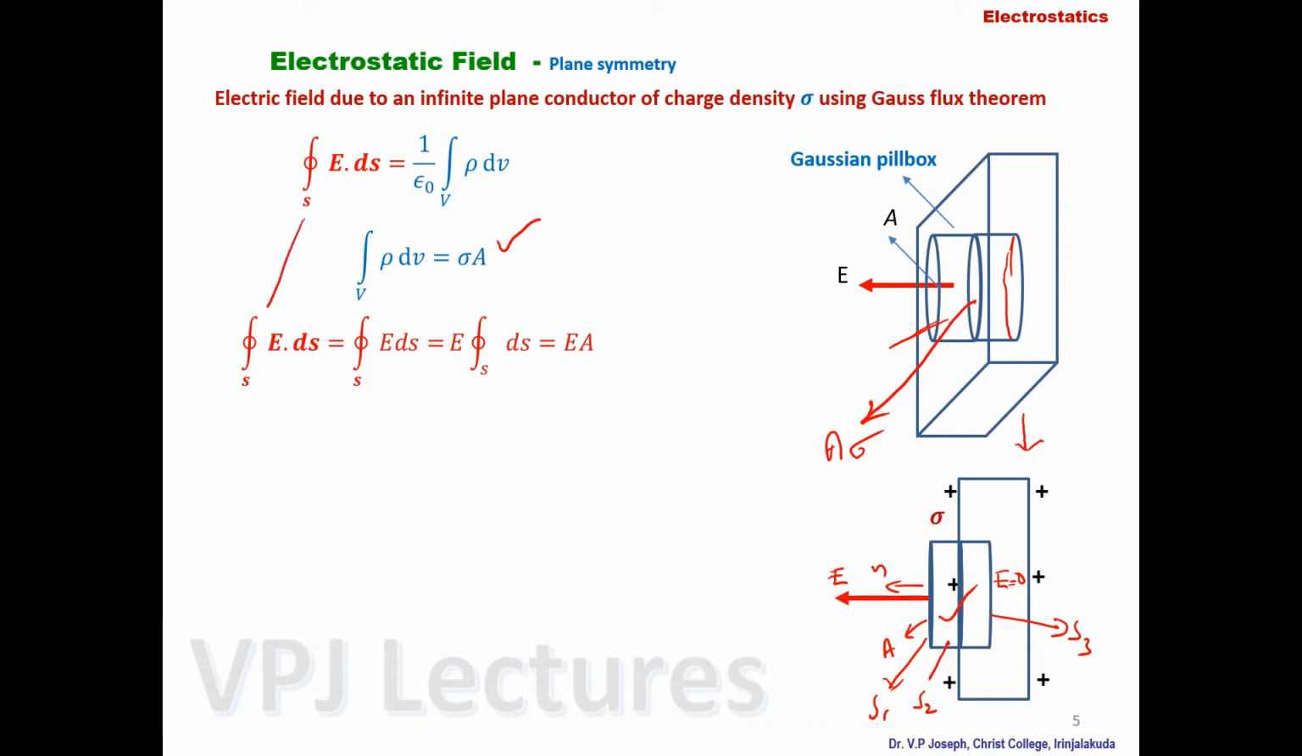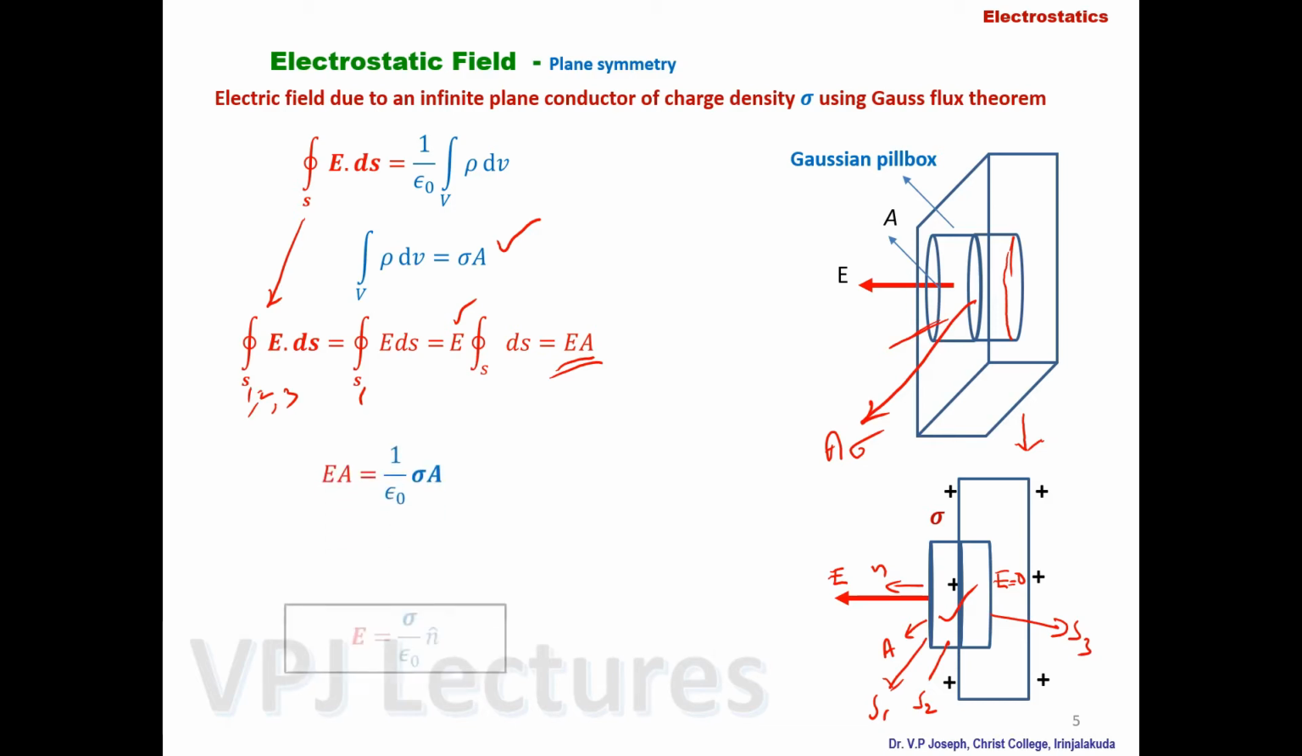Coming to the left hand side, the expansion is the surface integral E dot ds over S1, S2 and S3, three parts, and we can see that we need to consider only S1. Here E and ds are in the same direction, so E dot ds becomes E ds, and E is constant, so we take E outside, so the surface integral of ds is simply E into A, only one flat face is there.